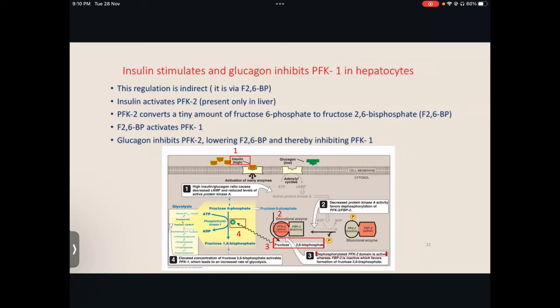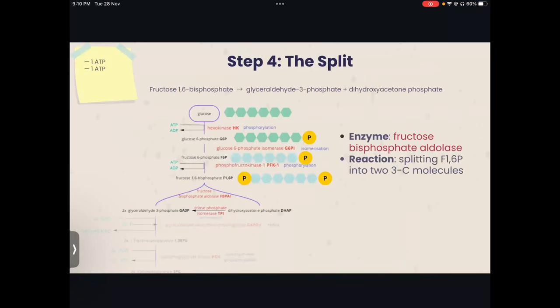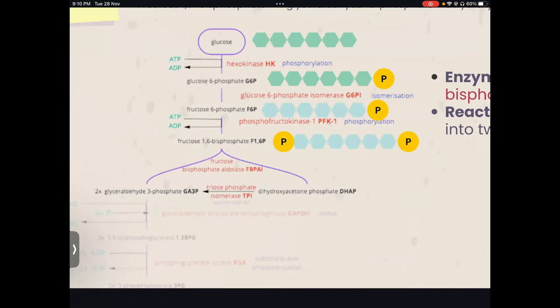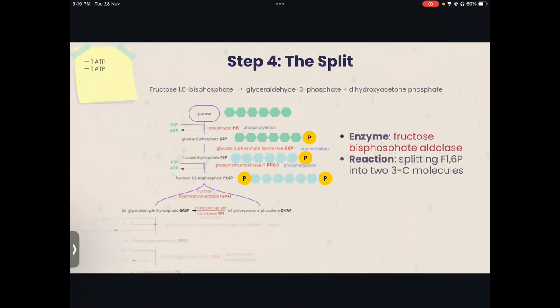So that's it. And of course, if insulin is having this effect, glucagon will simply have the opposite effect. Now, the fourth step is splitting fructose 1,6-bisphosphate into glyceraldehyde 3-phosphate and dihydroxyacetone phosphate. This is splitting the 6-carbon molecule into two 3-carbon molecules. So this is where you're starting to have the 3-carbon intermediates rather than the 6-carbon that you had earlier.